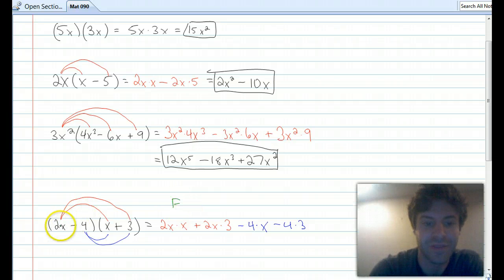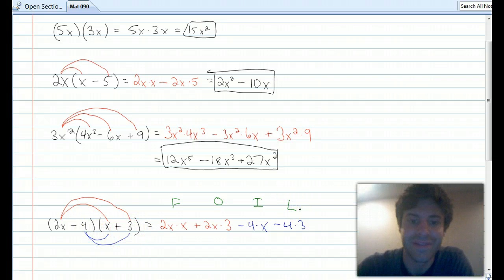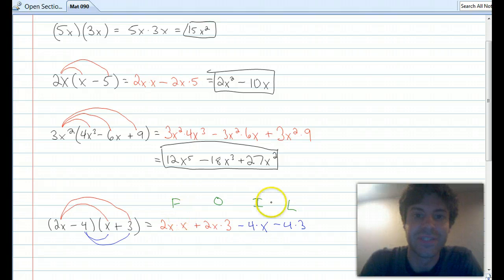Then what we did is we took the outer two terms in the parentheses, the furthest out, outer. Then what we did is we multiplied the two inner terms in the parentheses, and then we multiplied the two last terms in the parentheses. So if you write that down, it spells out FOIL, so we often abbreviate and just call this foiling. And this process of foiling is specific to multiplying two binomials.